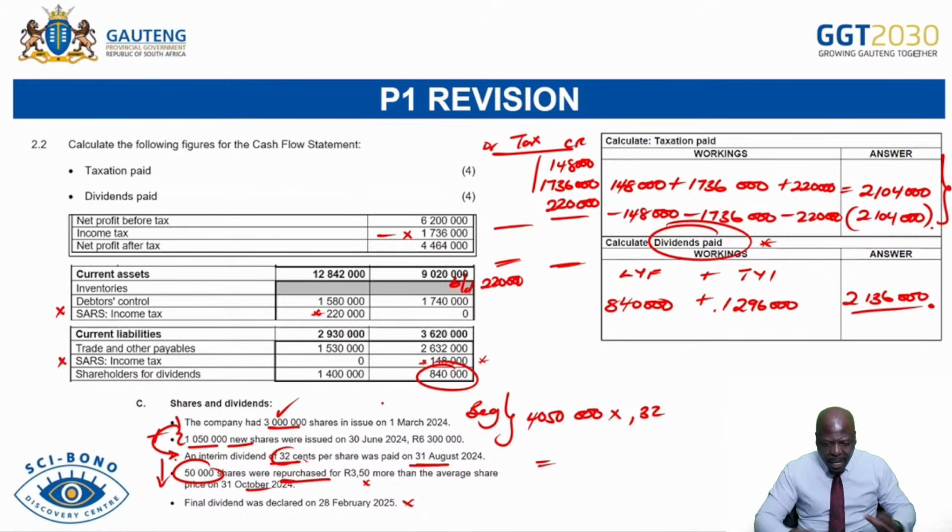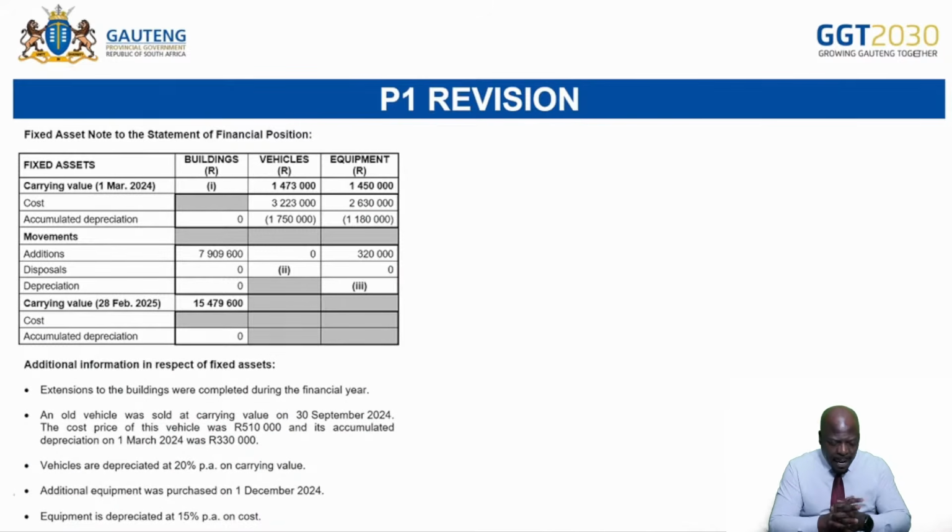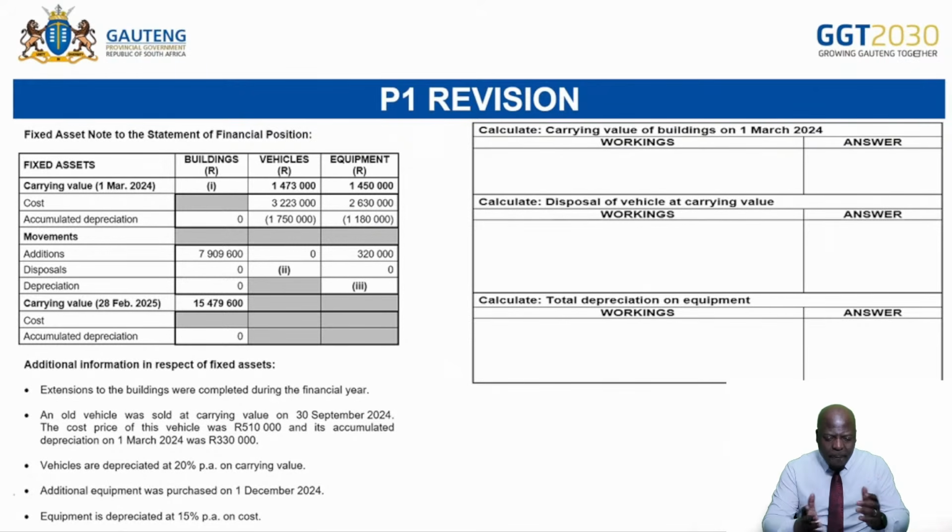Okay, let's see if we can push it a little bit further, and we get to do fixed assets. Let's see if we can do some calculations on fixed assets. When I began, remember, I spoke about the possibility of fixed assets being tested in both paper 1 and paper 2. We have done some calculations earlier on, but some simple ones here that might take us very few minutes. Count slow so that I can punch the calculator the right way also. Calculate the carrying value of buildings on 1 March 2024.